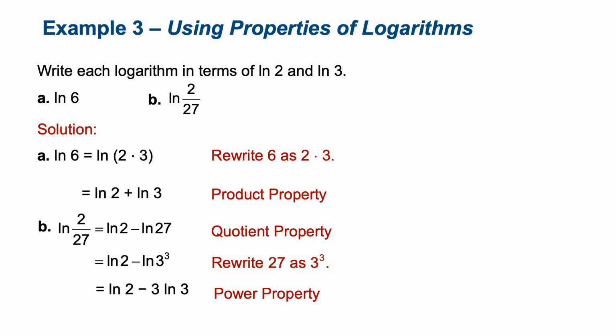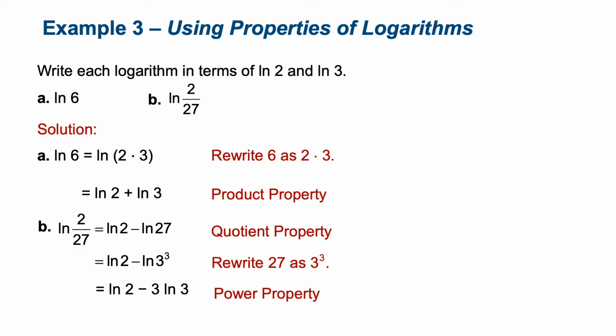So that's exactly it for this example. And then the next one, I'm taking the ln of 2 over 27. Since I'm taking the ln of a quotient, I can expand this logarithm as ln of 2 minus ln of the denominator, okay?